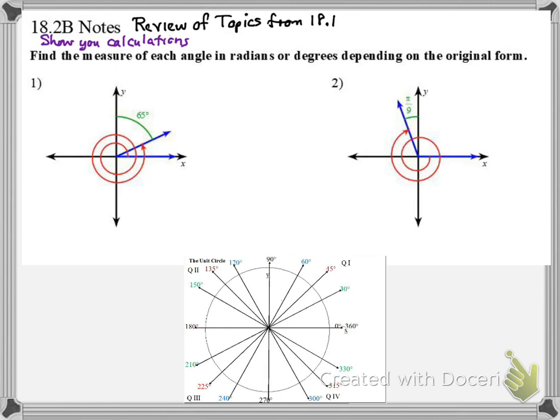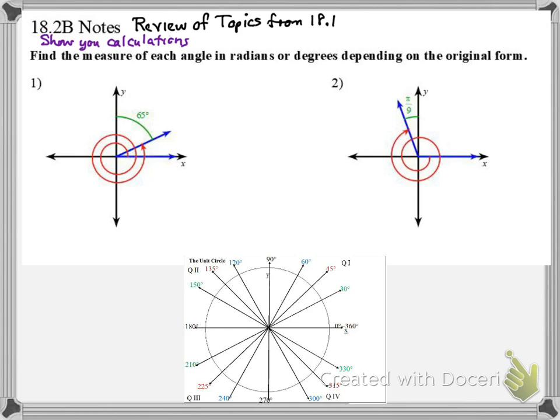Okay, first section, find the measure of each angle in radians or degrees, depending on the original form. Some of you on the last quiz were changing everything to degrees because you like degrees better. You're allowed to do that. But then, if they ask for the reference angle, it has to change back. I'm going to work in degrees when it says degrees, radians when it says radians. My final answer has to be in the same format they originally gave me.